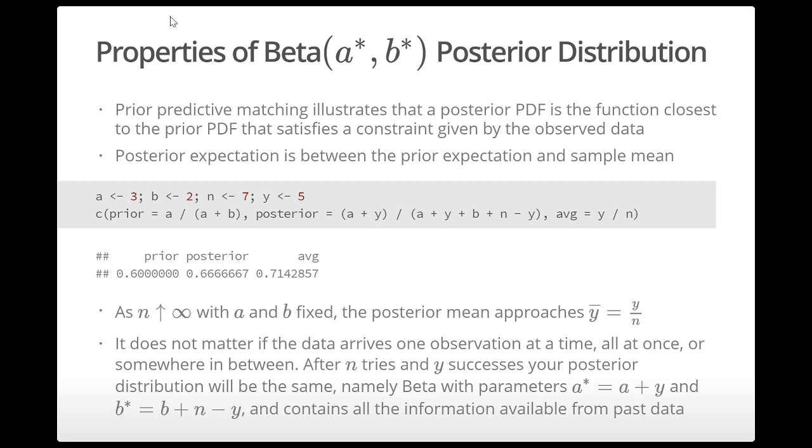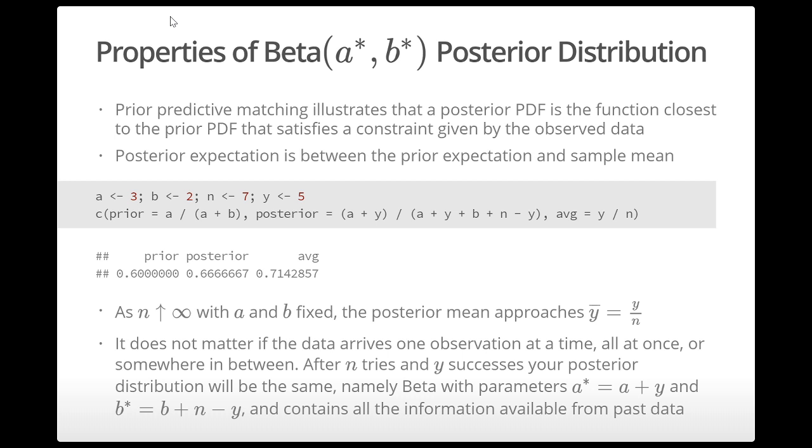We talked last time about prior predictive matching as a way to draw from the posterior distribution. It wouldn't be necessary in this case because you can simply draw from the beta posterior distribution. But if you were using a different prior distribution with the binomial likelihood, you could still obtain draws from the posterior distribution via prior predictive matching.